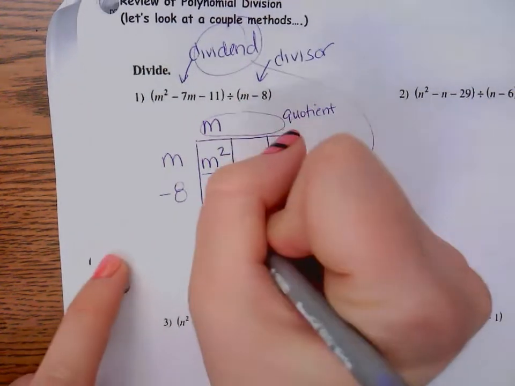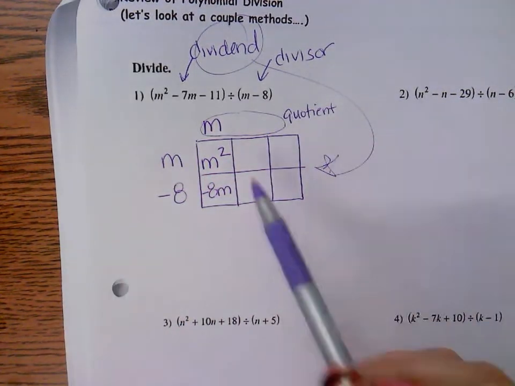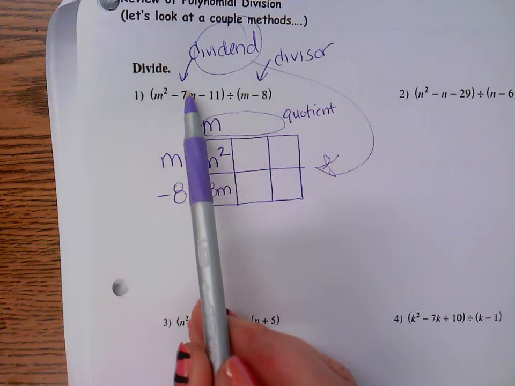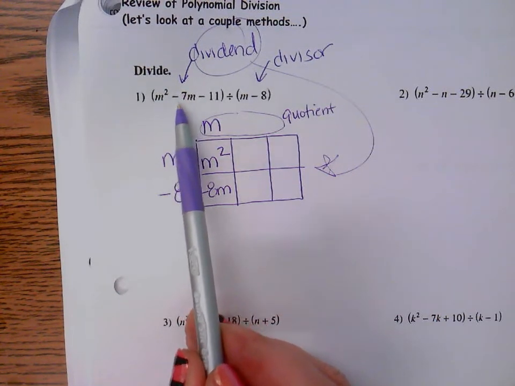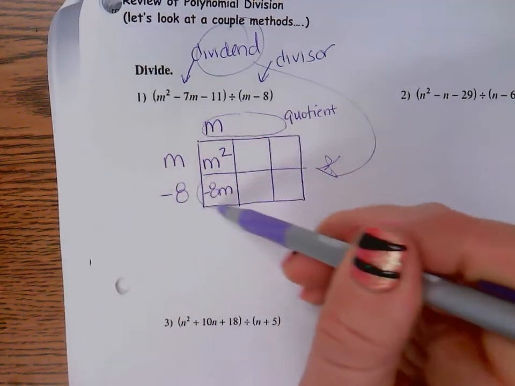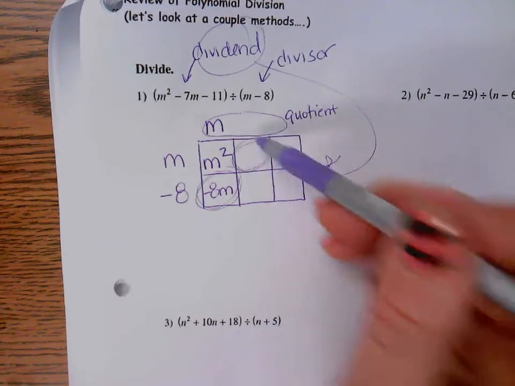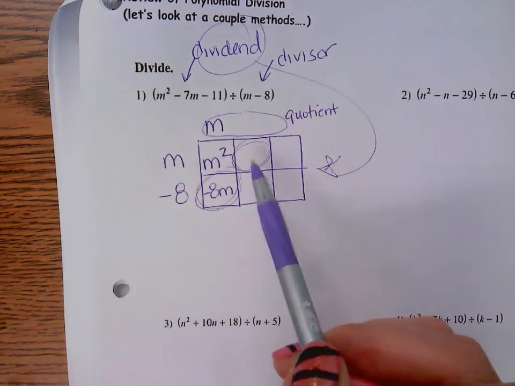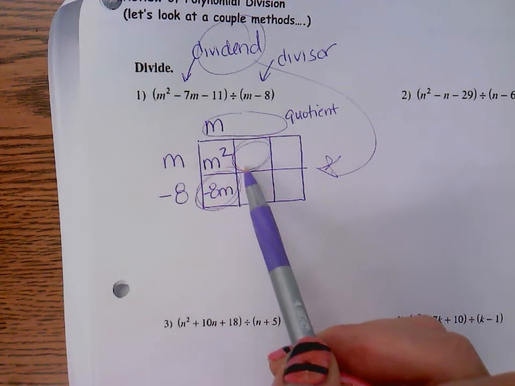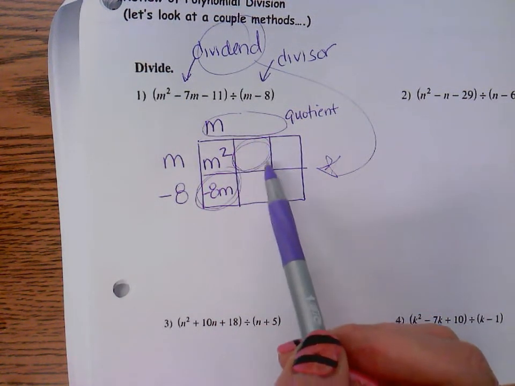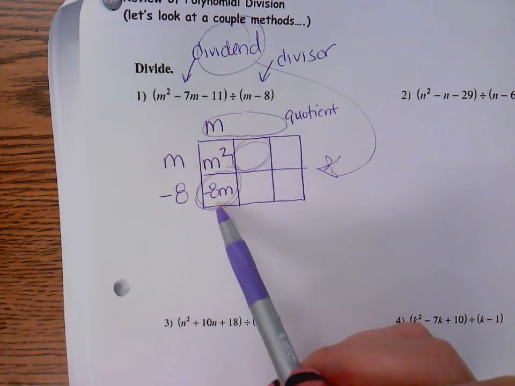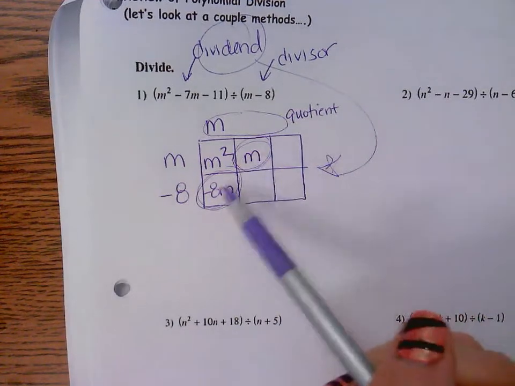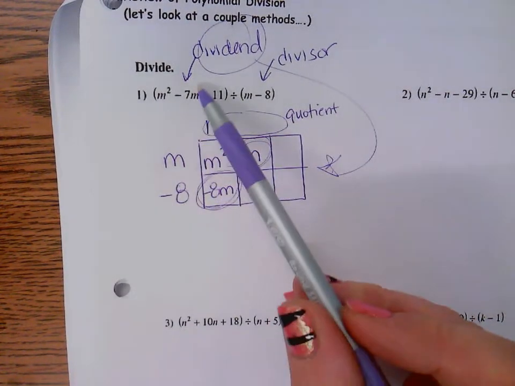Are you with me so far? All right, so now I need to make the second term of my dividend show up. So what's the second term of my dividend? Negative 7m. These two boxes have to add up to negative 7m's. So how many m's do I need to add in this box? Just one, right? Because I'm currently at negative 8 in the whole. So I need to add 1m so that when these two add together, I get my dividend that I want.